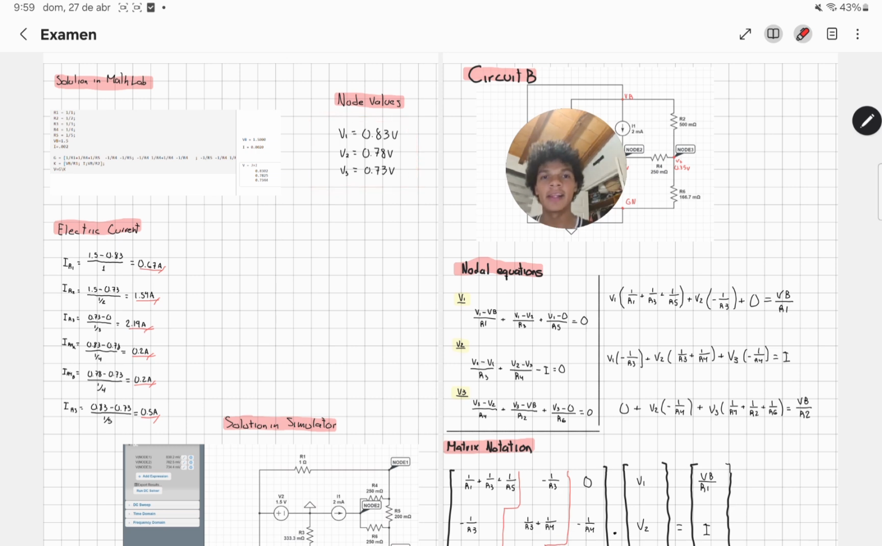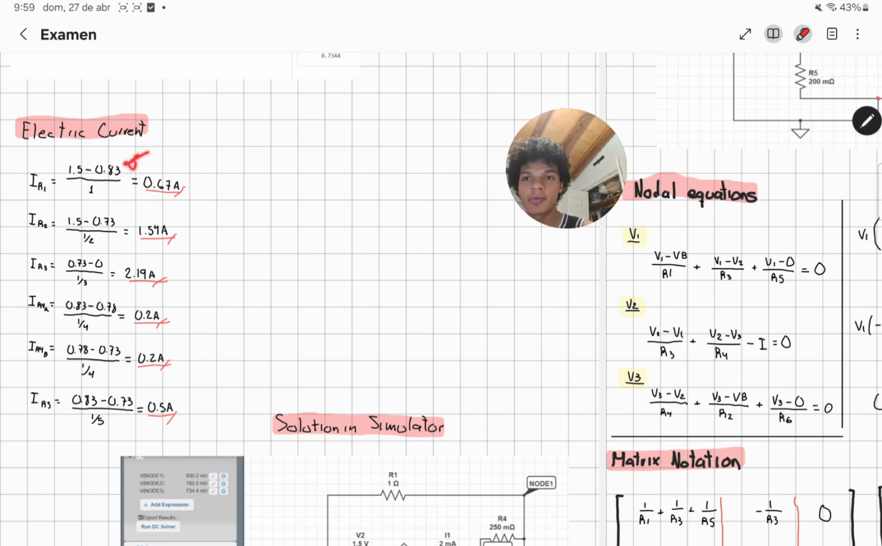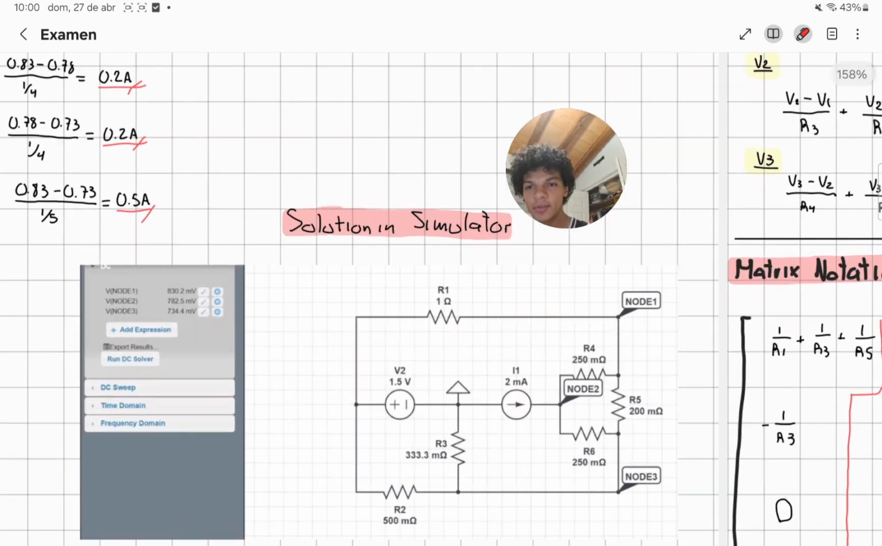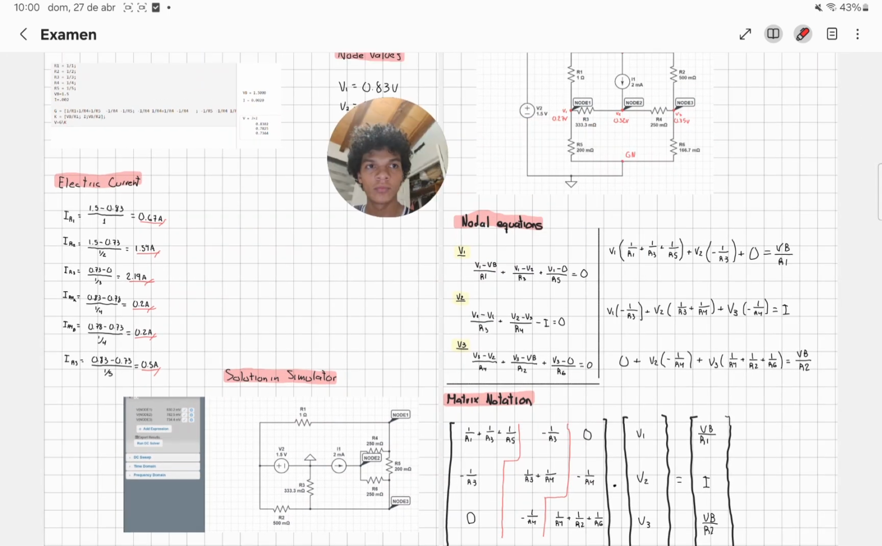Then we make the electric current analysis. So the voltage drop going through each resistor divided by the resistor in ohms. In this case, it was 1, 1.5, a half, a third, a fourth, and so on. So we have these amperes. Also, to make sure, we have the simulation. We have here the diagram and also the values of each node.